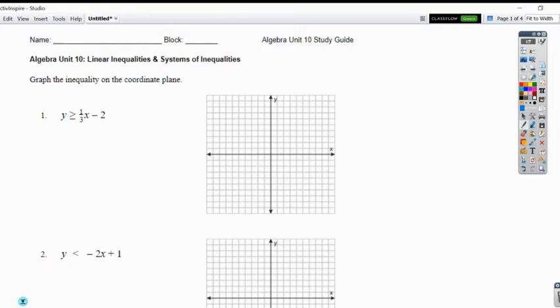Welcome. Today we will be viewing the Unit 10 study guide for Algebra 1, focusing on our use of graphing inequalities on the coordinate plane, as well as systems of inequalities. To begin, for graphing those linear inequalities, we want to recall that we need to be trying to graph in that form of y equals mx plus b for our linear equations, focusing on that b value for the y-intercept and the m value for the slope.